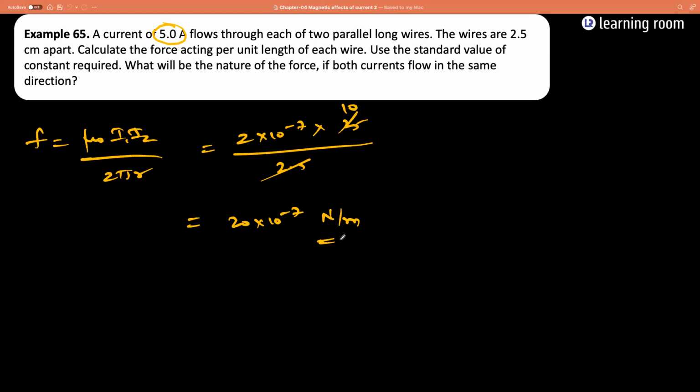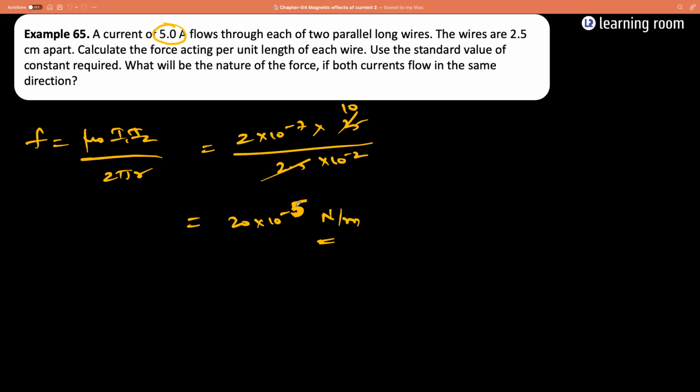Did you understand? Next comes the important question. 2.5 centimeters. Okay, then into 10 power minus 2. So how much will it be? It will be 10 power minus 5. So 20 into 10 power minus 5 Newton per meter.